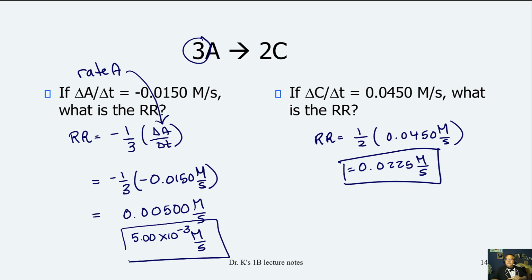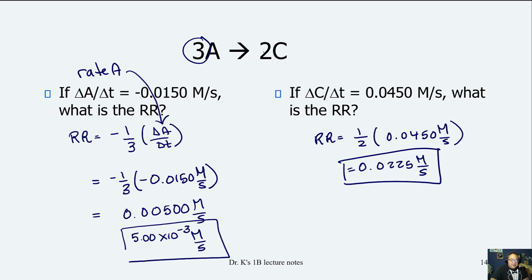Okay, that's what you should have gotten for the second one. Let me make sure I'm recording the right screen. That's what I got for the second one. And basically, because it's a product, it's a positive, so I don't need to change the sign. And I'm only dividing by 2 because that's its coefficient, so that gives you the answer. So hopefully you got those.